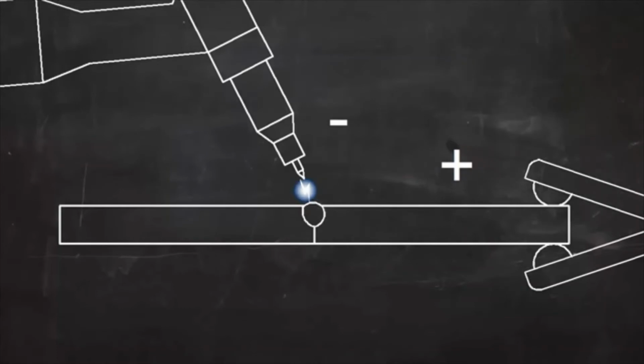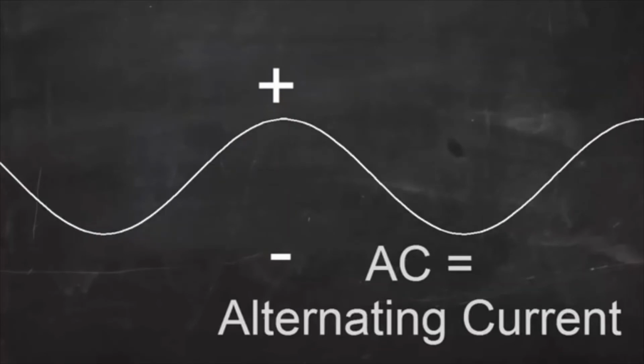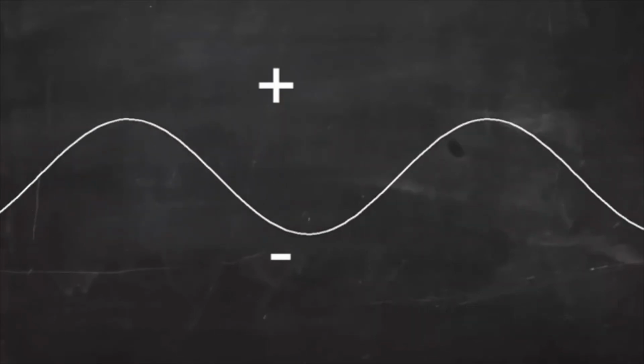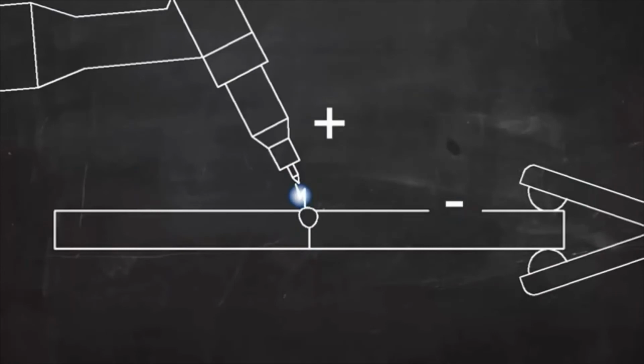DCEN puts most of the heat on the workpiece, and it's the most common setup. When welding aluminum, however, AC is used. In AC, the positive and negative voltages switch back and forth between the electrode and the workpiece. This puts more heat on the electrode, but it has a cleaning effect on the workpiece. You see, aluminum forms oxides that float to the top of the weld pool and prevent a good weld. AC current helps control these oxides.